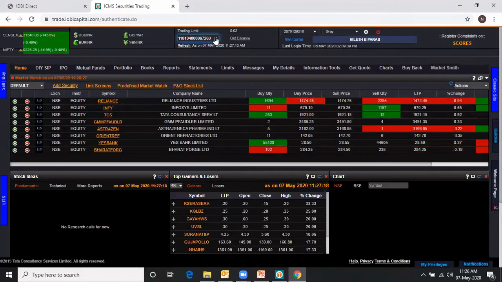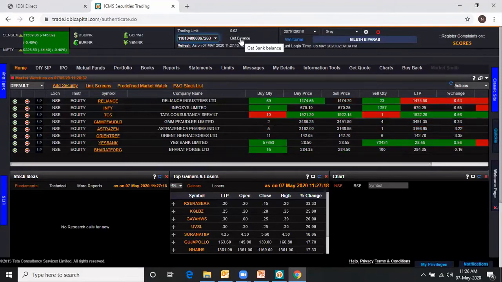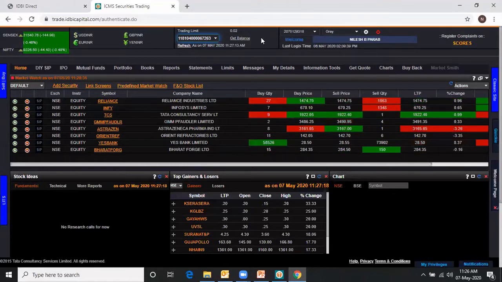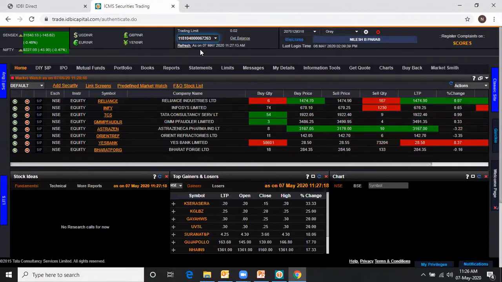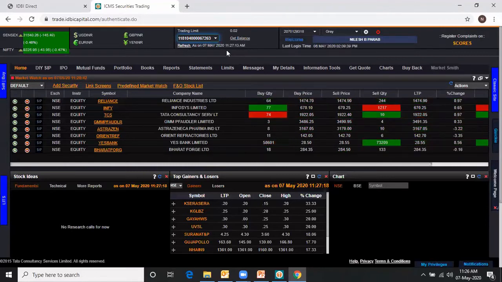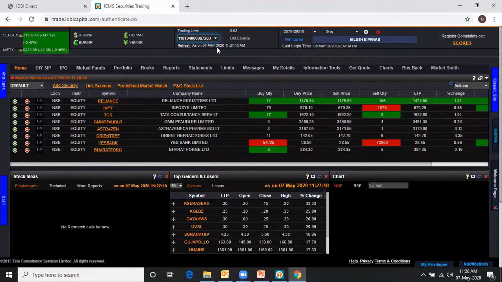Okay. To see the balance in my savings bank account, I have to say get balance. Once I say get balance, you'll be able to see the balance lying in your savings bank account here. It is showing you the date and time also, whatever balance is there on this date and this time. So this is my trade code, that is a 10-digit trade code, which is unique.